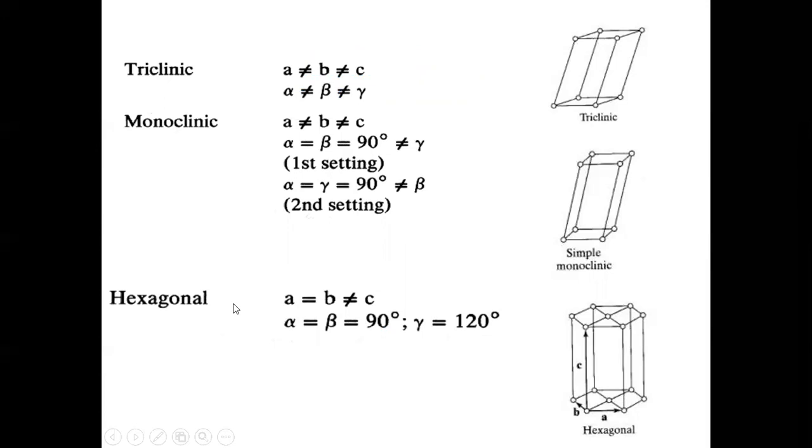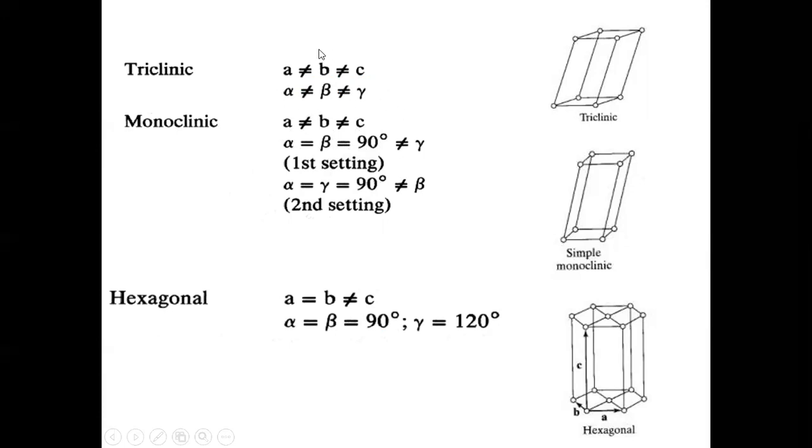In the hexagonal, things are a little bit different because we've got some angles that are defined at 120 degrees. Okay, so alpha and beta are constrained to be 90 and gamma is constrained to be 120. Like the tetragonal, C does not have to be equal to A and B, but A is constrained to be equal to B. In the monoclinic, all 3 dimensions can be different. Alpha and beta are 90 degrees, but gamma is not constrained to be.